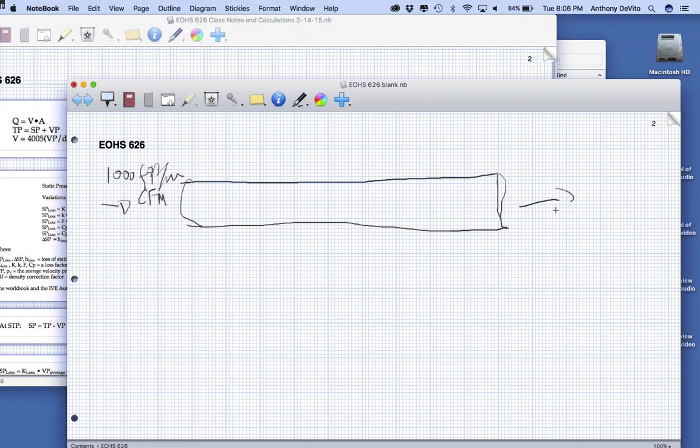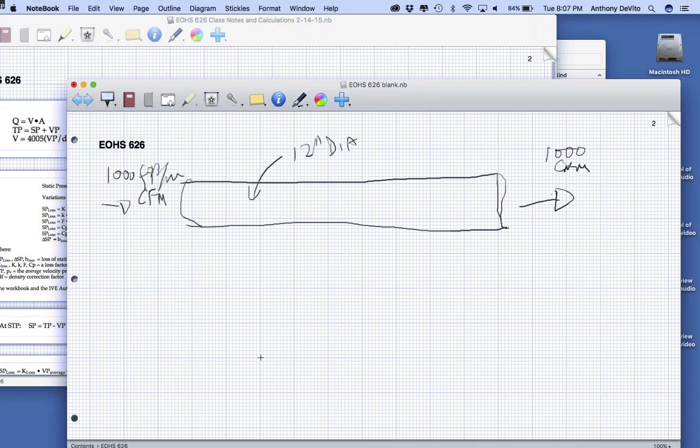How much air is coming at us at the other end? 1,000. That seems pretty clear to me, right? There's got to be 1,000 going in one end, 1,000 got to be coming out the other end, right? Okay. So now, if we get a change in this ductwork, 1,000 CFM, let's say I tell you that this ductwork is a 12-inch diameter round duct, right?